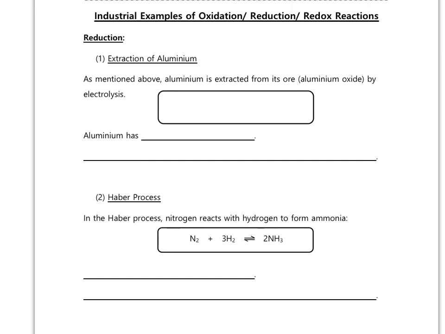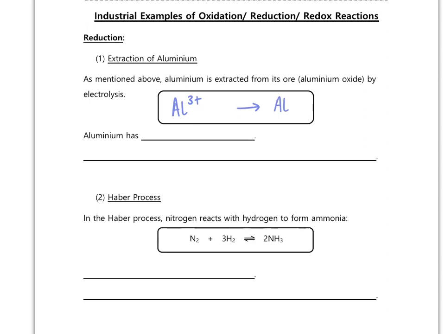The first industrial reaction we'll look at is the extraction of aluminium. Again, we've already looked at this within this topic and we'll look at it in our electrochemistry topic. So we mentioned above that aluminium is extracted from its ore, aluminium oxide, by electrolysis. The oxygen is essentially removed. So you can see that it's reduction in the sense that it loses oxygen, but if we also look at it in terms of electrons, we start with an aluminium ion because it's part of aluminium oxide. Aluminium ions have a charge of 3+. That forms an aluminium atom which has no charge.